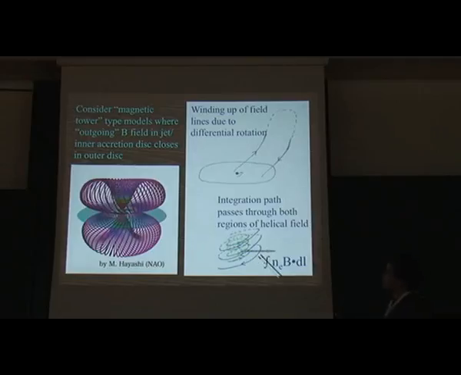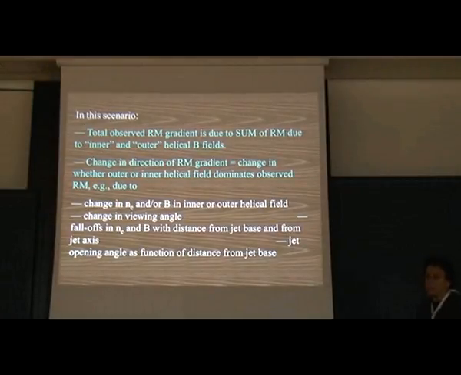And that means when we consider the integral that gives us our net Faraday rotation, essentially if we've got synchrotron emission radiated by the inner part of the jet, for example, it will pass through both of these regions of helical magnetic field, which are wound up in the opposite direction, and both of those will contribute to the Faraday rotation. So in this situation, the total observed rotation measure gradient that we'll see is actually due to the sum of the Faraday rotation due to those inner and outer regions of helical magnetic field.